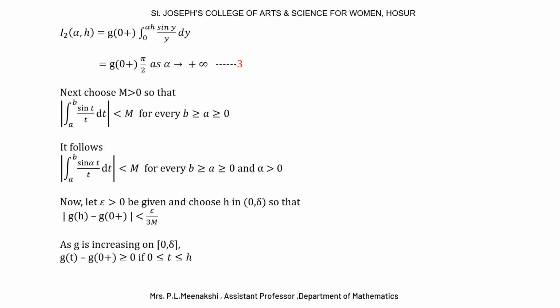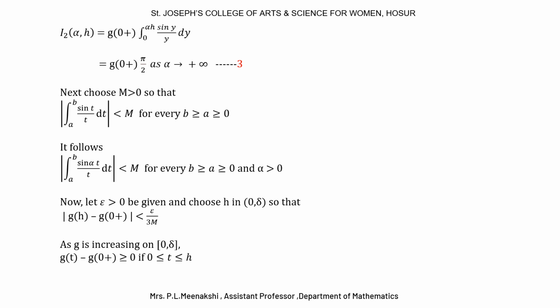Next, g(0+) times the integral from 0 to αh of sin y / y dy. We know the value of the integral from 0 to infinity of sin y / y is π/2. So this I2(α, h) gives the value g(0+) times π/2 as α tends to infinity. Next, we find the first integral I1(α, h).